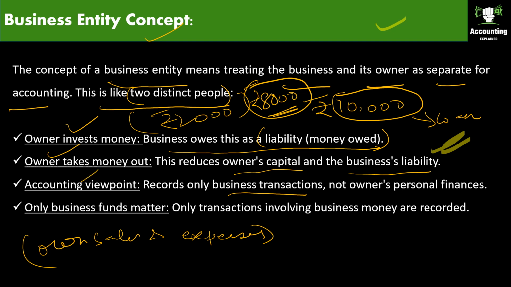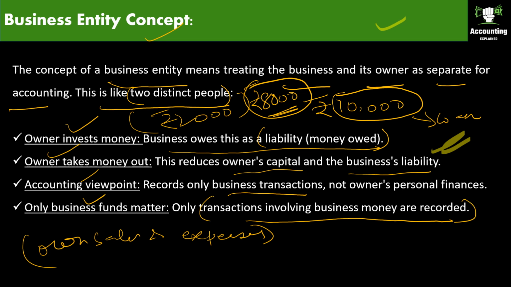Next, only business funds matter. Only transactions involving business money are recorded. So the store only cares about its own income, not how much money your dad has in his purse. That is his own money, but the store cares only about its own income. So only transactions involving business money are recorded.